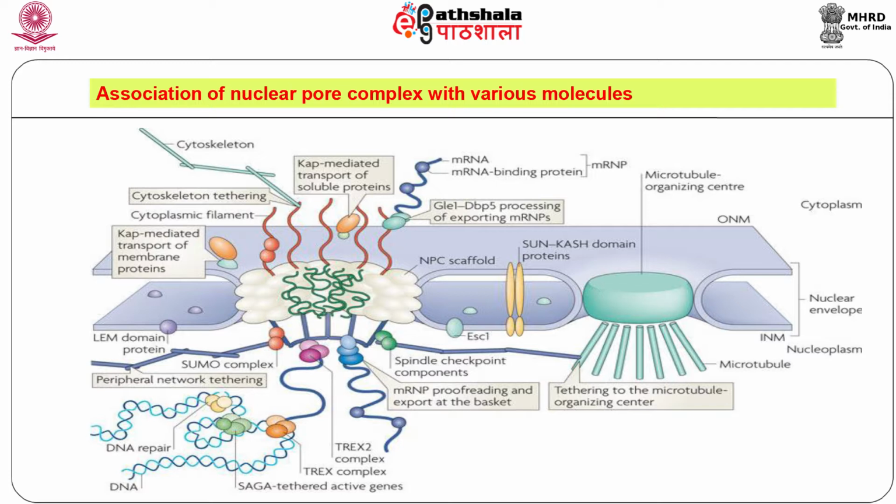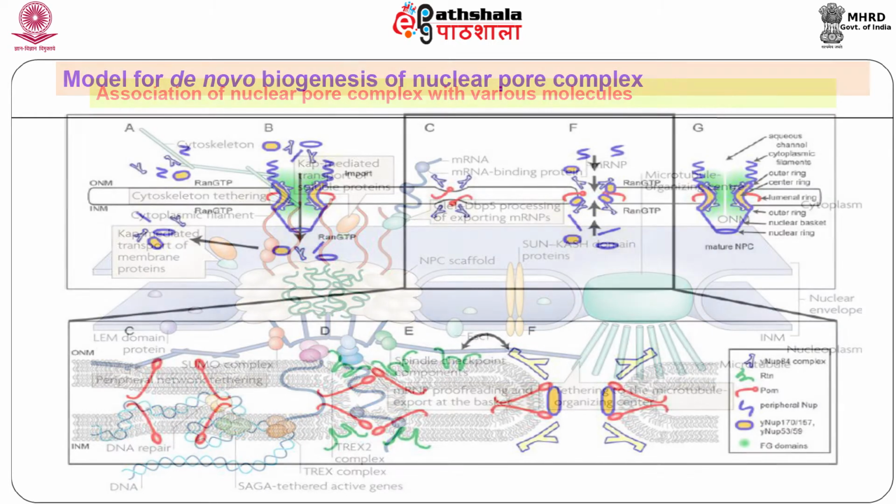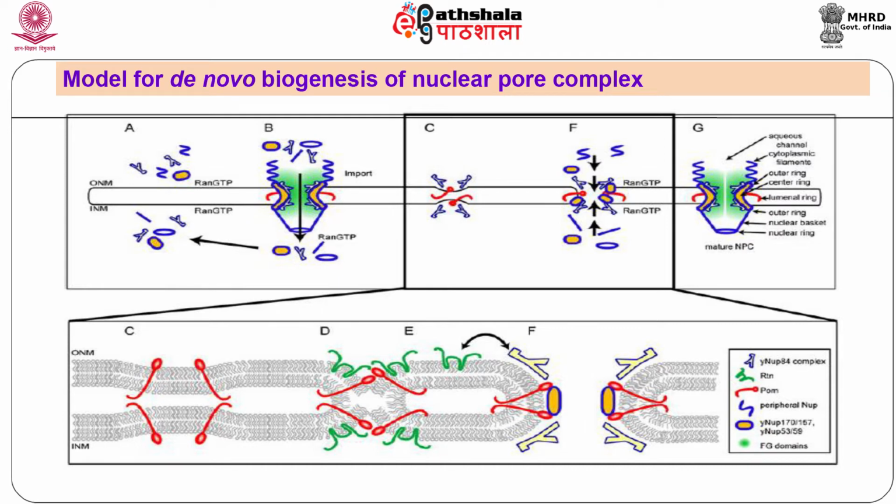The network of protein-protein interactions extending from the nuclear pore complex also includes highly conserved LEM domain and SUN domain proteins. SUN domain proteins are thought to link cytoplasmic microtubules with chromatin through direct interactions with KASH domain proteins in the nuclear envelope lumen. Now, let us move to formation of nuclear pore complex.